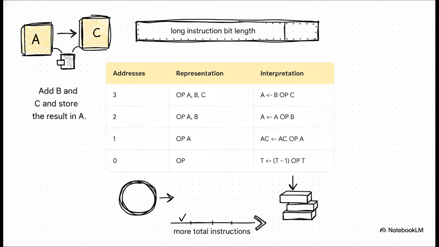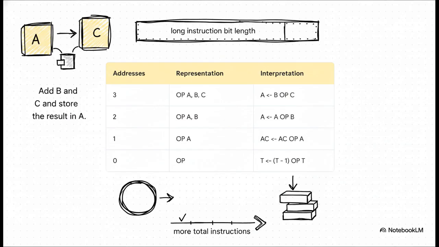There's a huge design choice around how many addresses one single instruction should contain. If you use 3 addresses, you can say add B and C and store the result in A. Super efficient for the programmer, right? But 3 address formats require a really long instruction bit length, which isn't great. 2 addresses are much more standard, where 1 address does double duty as both source and destination.